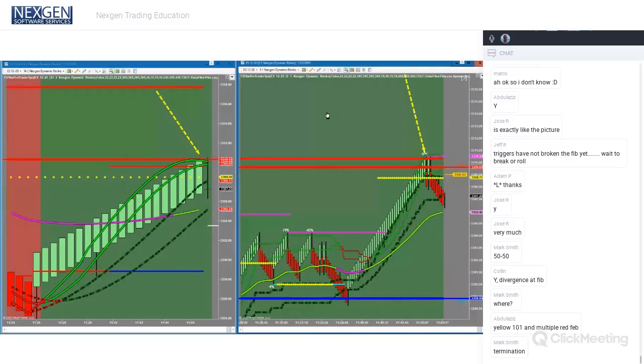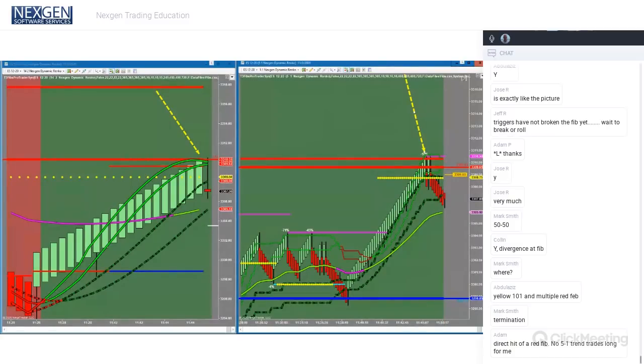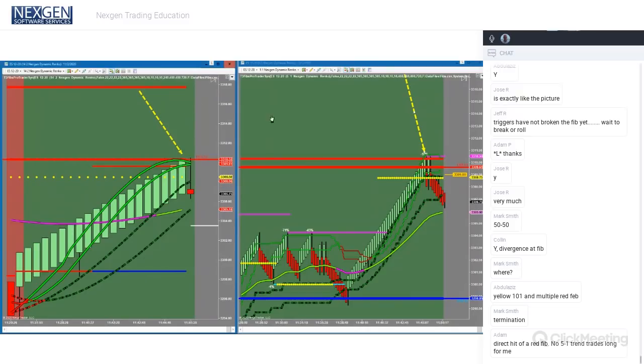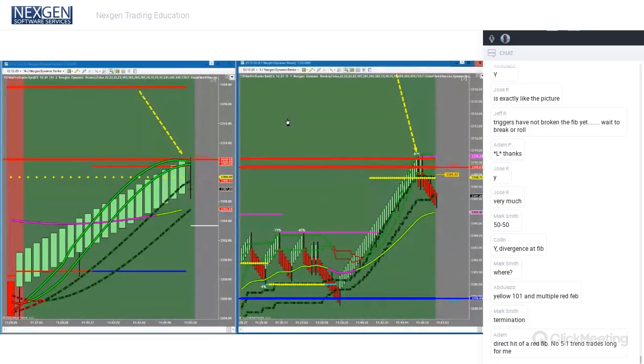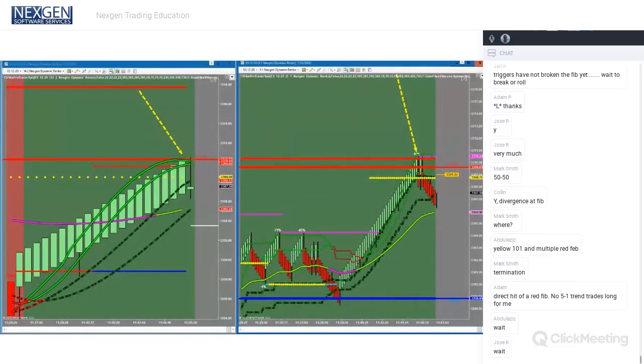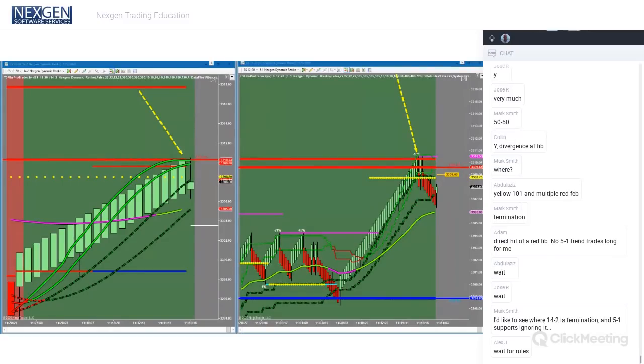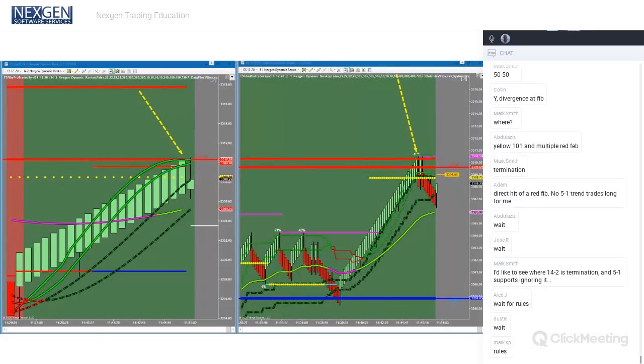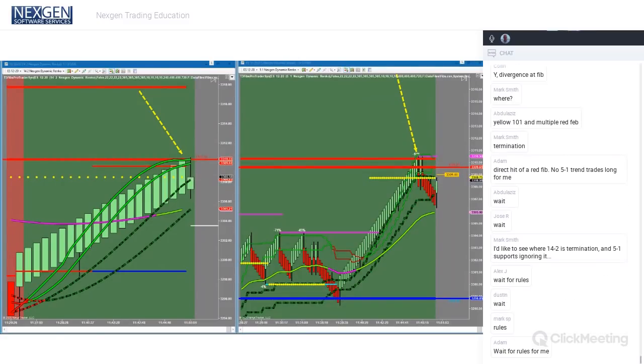All right, now, can you get short? Or do you have to wait for rules to be met? What do you think? Wait for the rules? I like it.